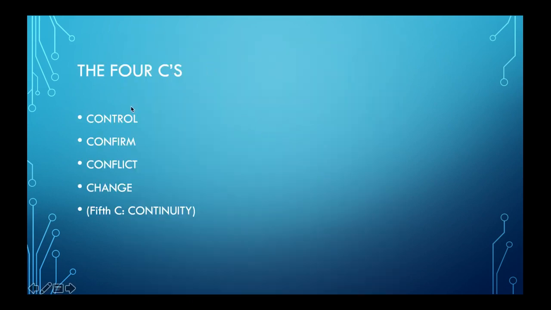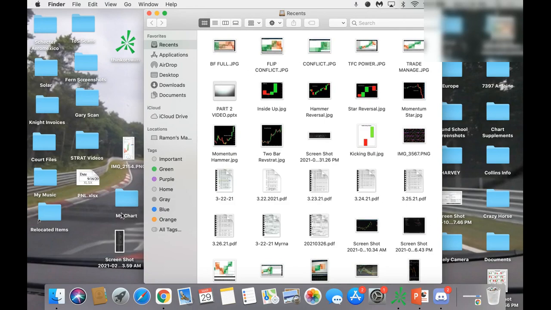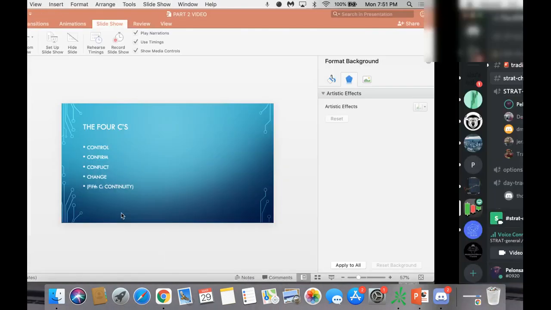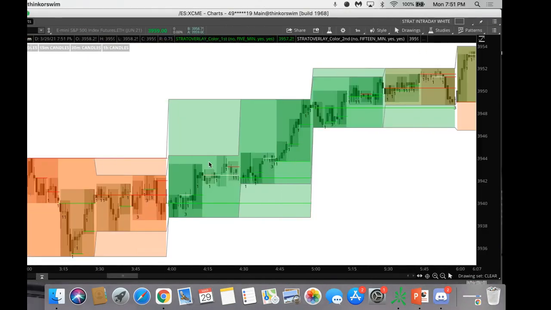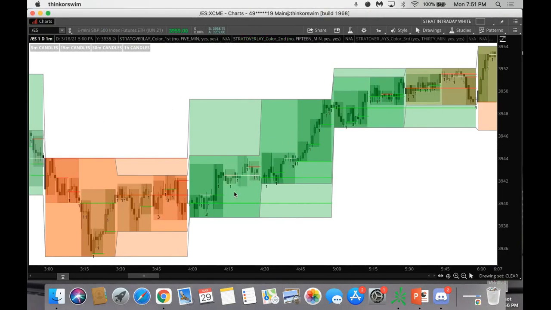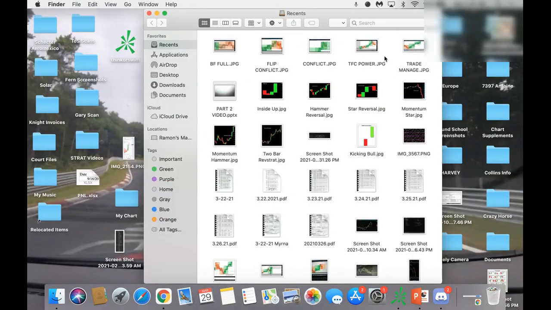The four C's, we've been talking all about them. Who's in control? Is there conflict? Does that conflict confirm or change continuity? I want to show you a few more examples of some of these overlay charts. And the reason I'm using these slides rather than going and hunting for one here is because this will waste a lot of time if I'm trying to find examples here. But we can go to charts and we can answer questions and look at charts later. I just want to get these examples out of the way.